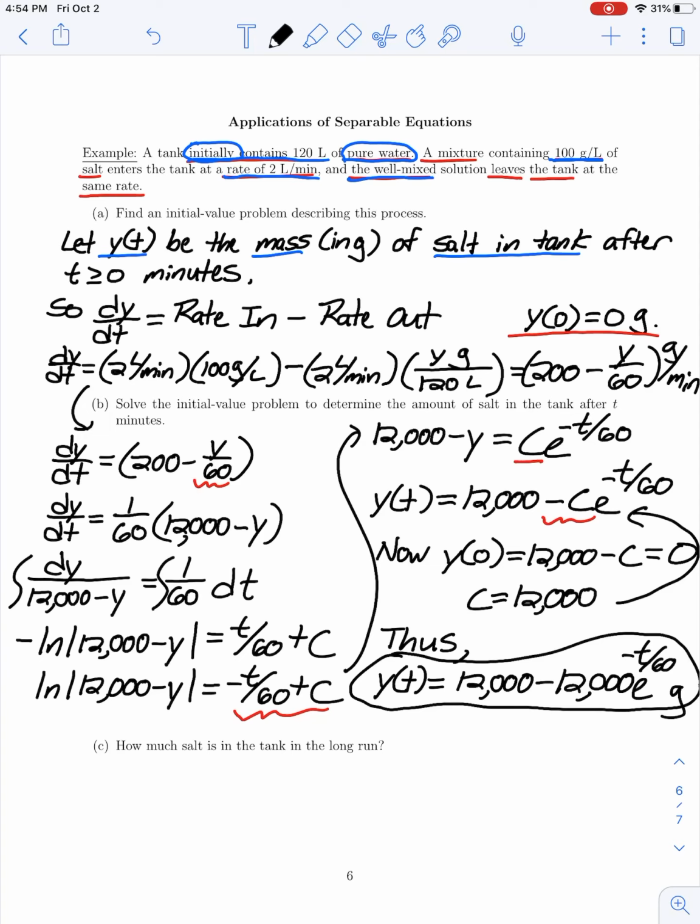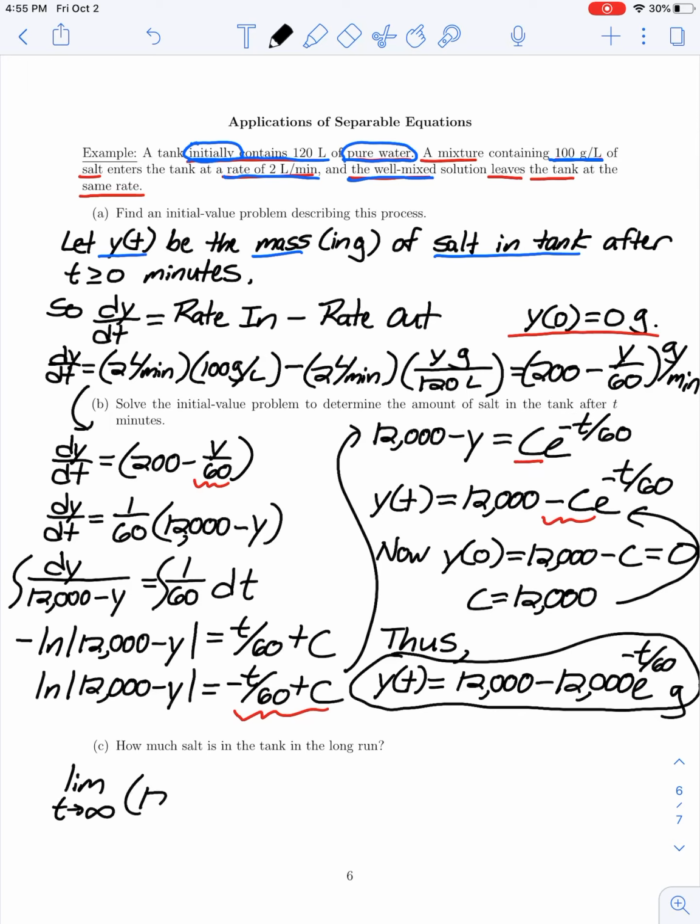Now, in the last part of this problem, we're asked how much salt is in the tank in the long run. So if we begin this process and allow a long period of time to pass, how much salt will be in the tank? So from our work in part B, we have an expression y of t for the amount of salt in the tank at any given time. So if we want the amount of salt in the tank in the long run, we're going to look at the limit of this function as time, t, goes on forever, as time approaches infinity.